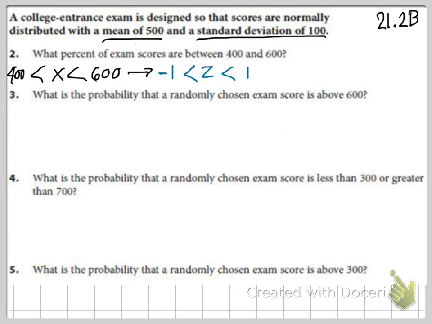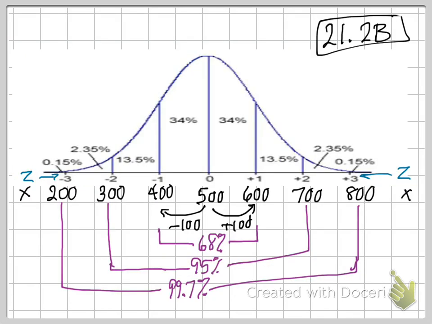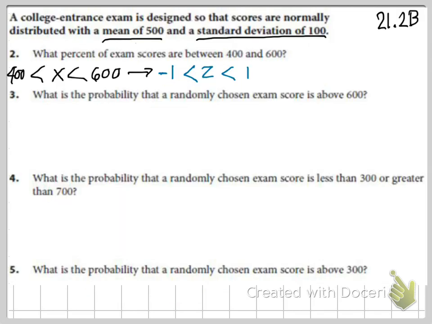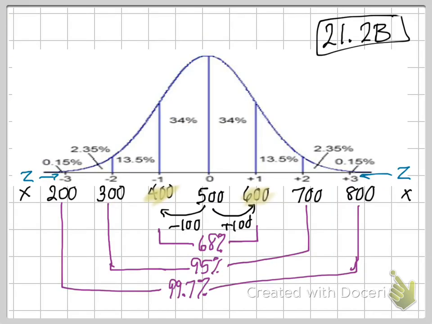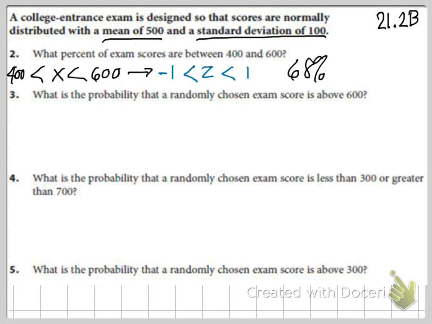We're looking for Z's between negative 1 and positive 1. Between negative 1 and positive 1, here we go, 400 and 600. Negative 1 and positive 1. That is 68%. Different way I could have looked at that. 34 plus 34. Still 68%.